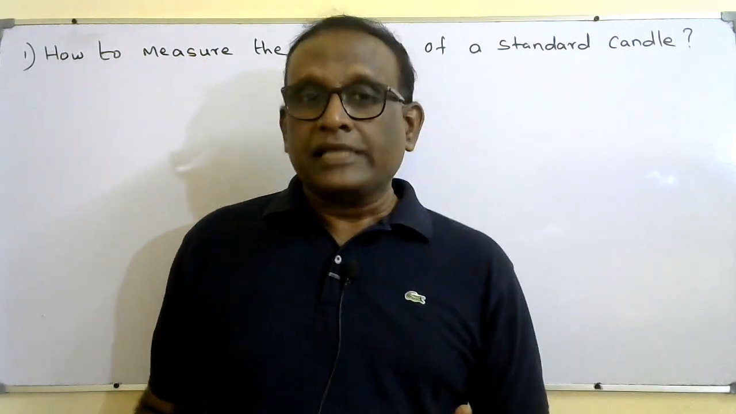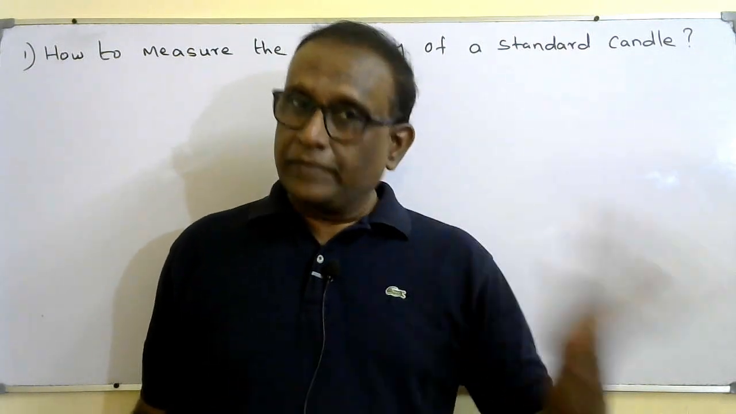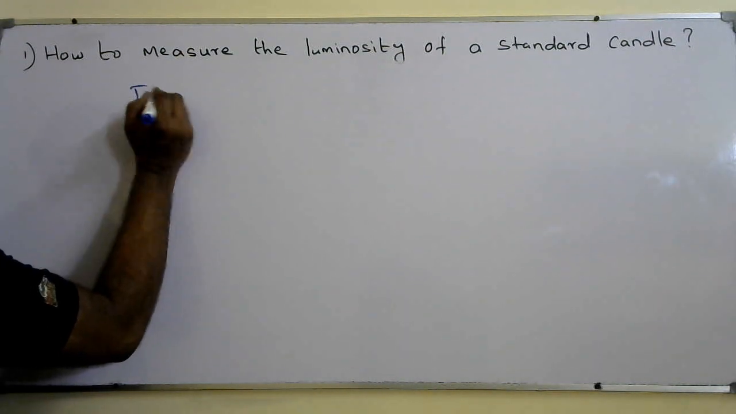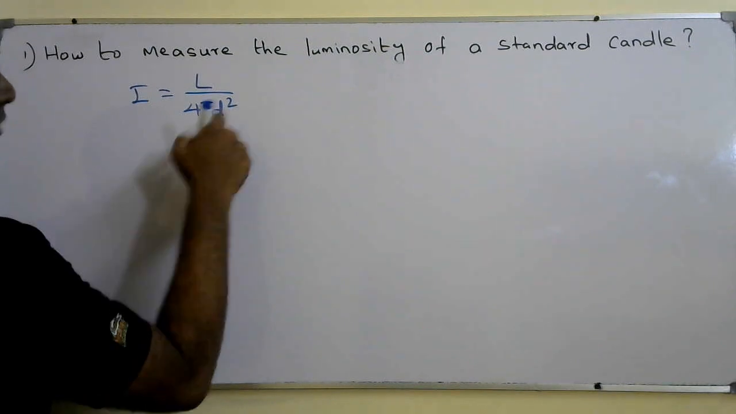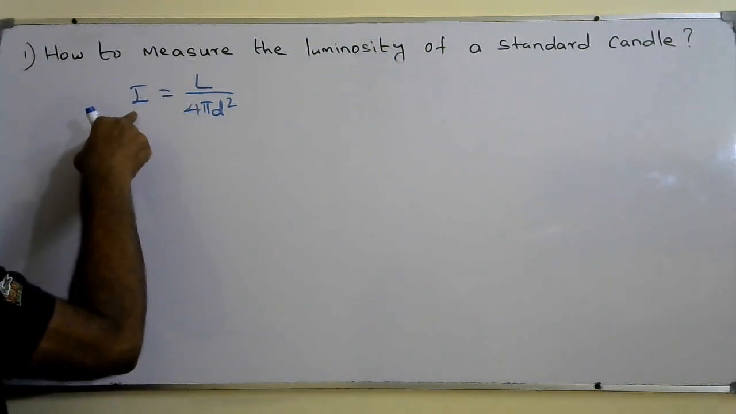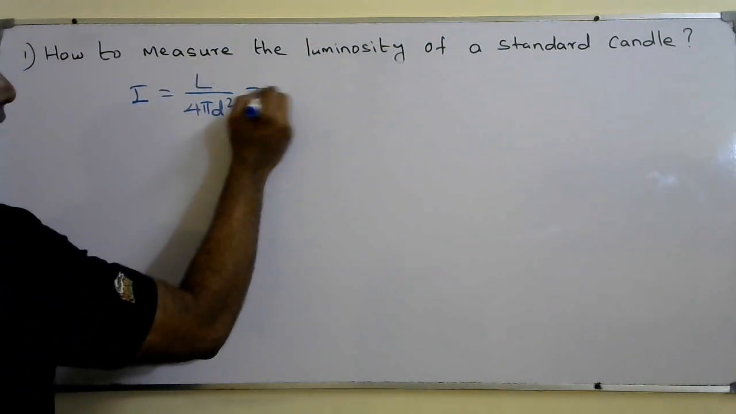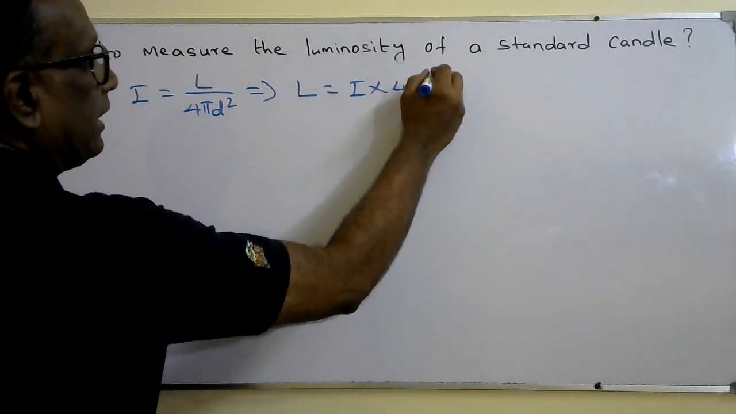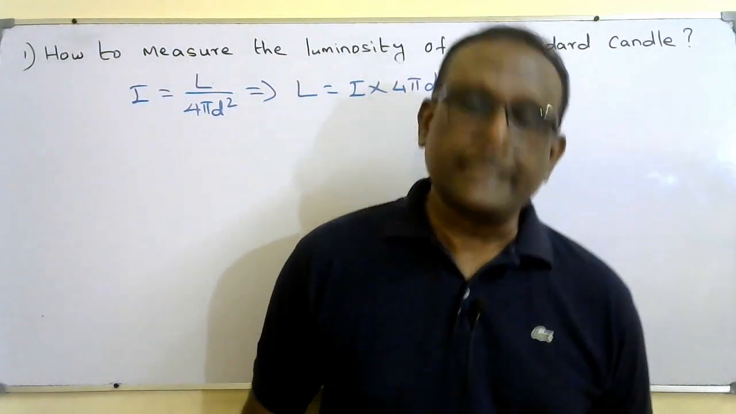Then measure the intensity of the radiation from that standard candle by using a satellite telescope. Then by using I equals L over 4 pi d squared, since we know d from the trigonometric parallax method and the intensity from the satellite telescope, you can calculate L by using L equals I times 4 pi d squared, if the standard candle is within 100 pc.